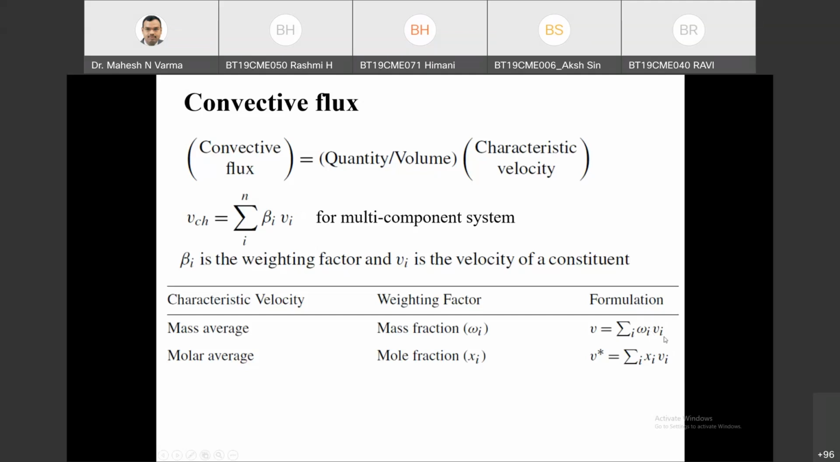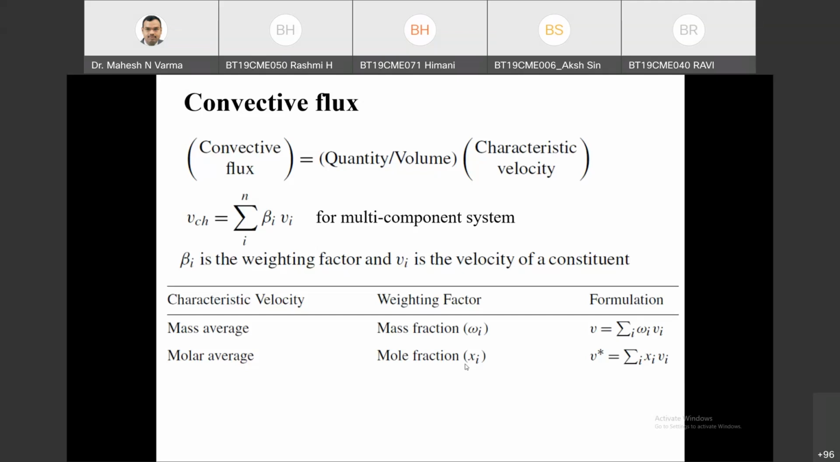I represent an individual component with velocity vi and a weighting factor, the mass fraction, and the total velocity will be the summation of individual velocity times weight fraction; similarly with the mole fraction. So you can define your own way and have your own weighting factor. The only thing is that you need to study properly how each individual component affects the bulk motion, and what the effect of bulk motion is on convective flux. Whatever velocity you take, that characteristic velocity should properly justify your bulk motion. That is why it is called a characteristic velocity.